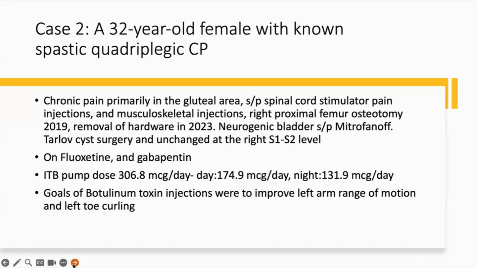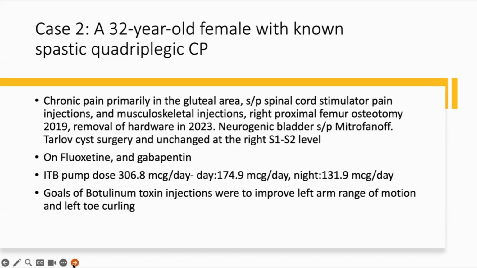This one is a 32-year-old with, again, spastic quad. She's a university graduate. So most of these patients are very cognitively intact and even high functioning. She has chronic pain in gluteal area. She also has a spinal cord stimulator for pain. Multiple musculoskeletal injections, right proximal femur osteotomy and removal of hardware. She has neurogenic bladder and a Tarlov cyst surgery. And also she's again on fluoxetine and gabapentin.